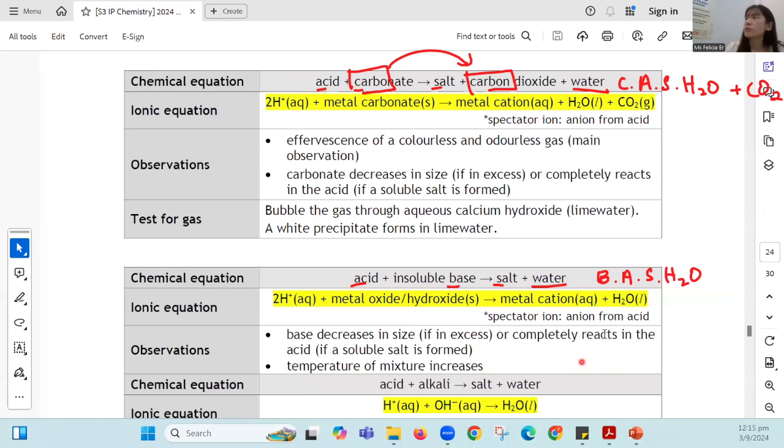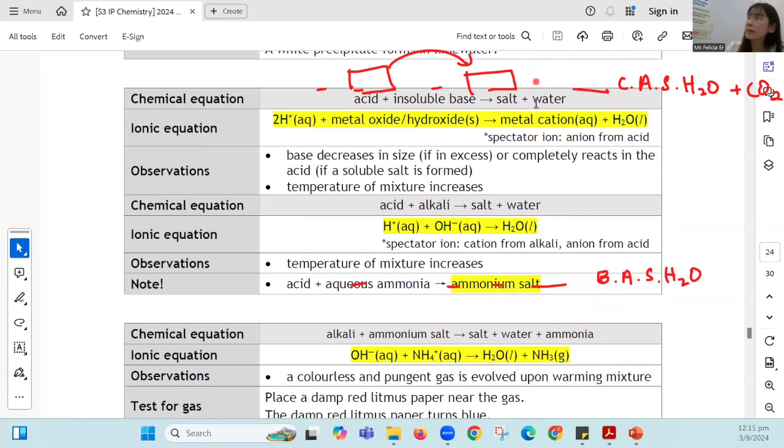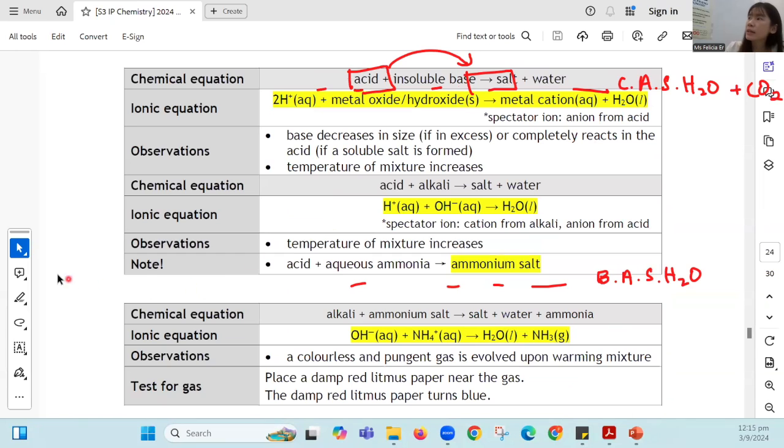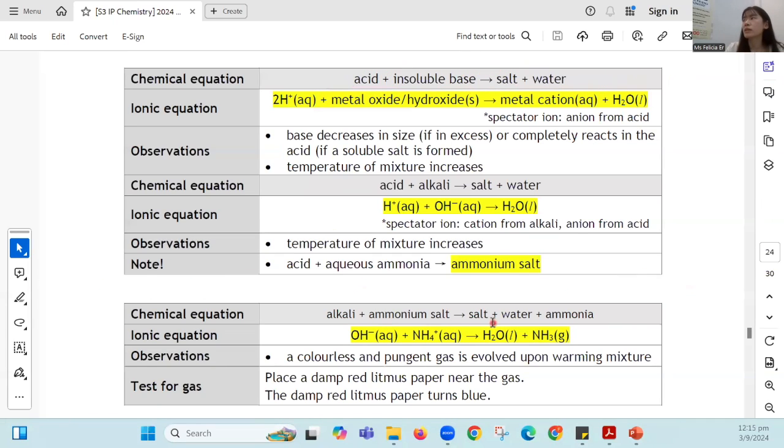Okay, then I shall move on. You should be done copying by now. Scroll down a bit. The top one can, right? Scroll down until here. Okay, then the last one would be the alkali plus ammonium salt. You get salt, water, and ammonia gas. All this I think you all should know.